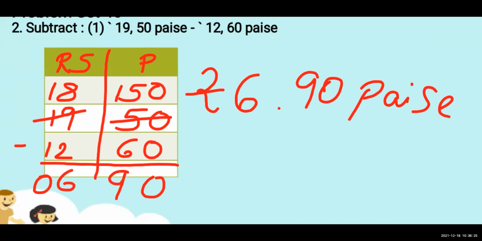It's very easy. We are taking 1 rupee from rupees, which is 100 paise. So we have to give that to the paise. So it becomes 50, 1 went, 150. And as we give from 19, it becomes 18. Clear, everyone? Okay, note it down in your notebook fast.